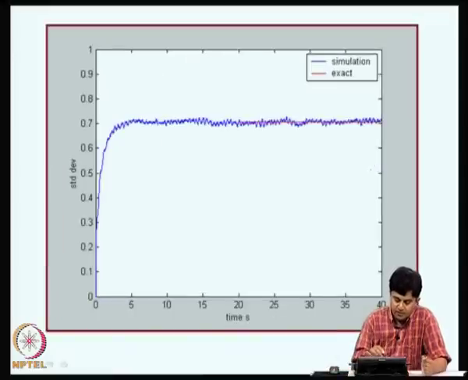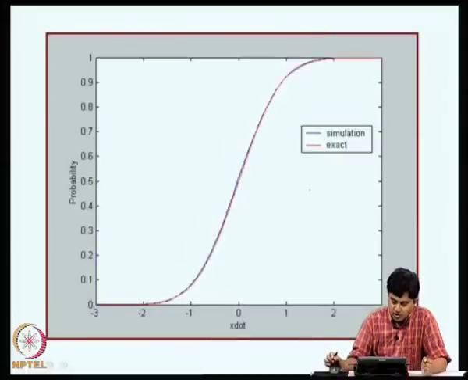This is the result for the velocity process. Again, there is an acceptable match between simulations and the exact solutions. This is the result on the probability distribution of the velocity process, and this is represented by removing the mean and normalizing with respect to the standard deviation, and we have shown here two graphs. The red one is the exact solution and blue is the simulation using this approach, and you can see that the mutual agreement is perfect.